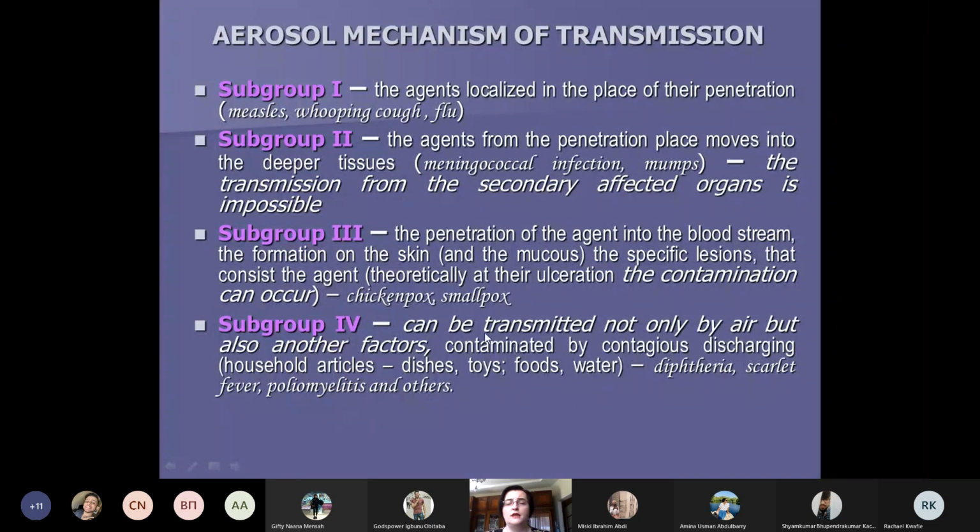And subgroup 4 can be transmitted not only by air, but also by other factors contaminated by contiguous discharge, like household articles, dishes, toys, foods, water. It is characteristic for diphtheria, for scarlet fever, for poliomyelitis, and a lot of others. I hope you understand it. You can catch this infection not only directly from the patient, but also from different things that the patient touched before.